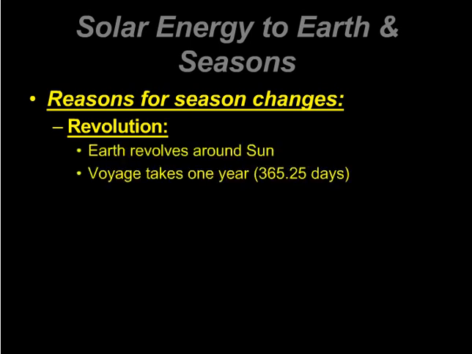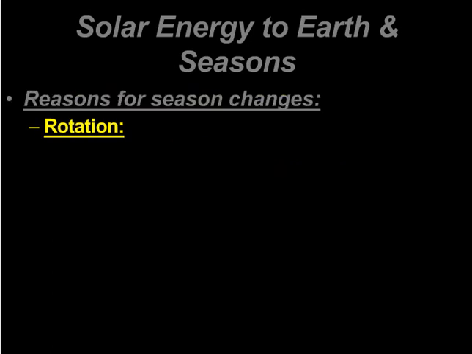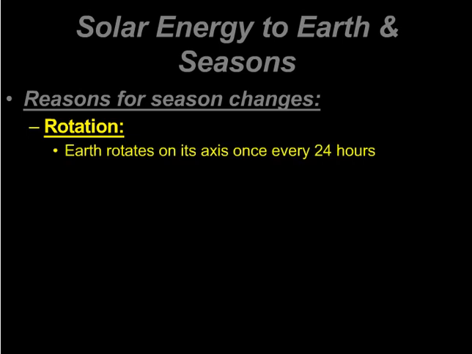Revolution, of course, the Earth revolves around the Sun. That voyage takes 1 year, 365.25 days. 0.25 days explains the leap year, the reason why we have it. And we're currently moving at 66,000 plus miles per hour, but of course we don't feel that because of the pull of gravity. Our second reason for the seasons would be rotation.